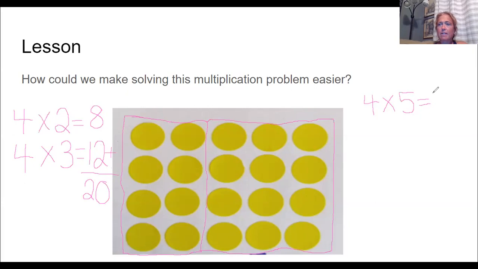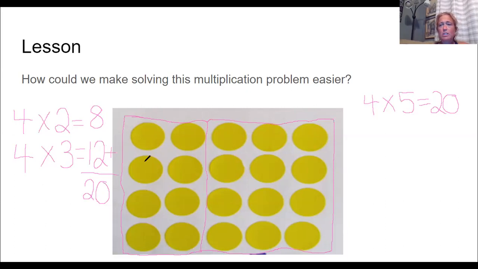So 4 times 5 is 20. All right, let me go over that again because I know this can be a rather difficult concept, but instead of doing 4 times 5, which would be 4 groups of 5, I've separated it into 4 groups of 2, and 4 groups of 3. 4 times 2 is 8. 4 times 3 is 12. 8 plus 12 equals 20.